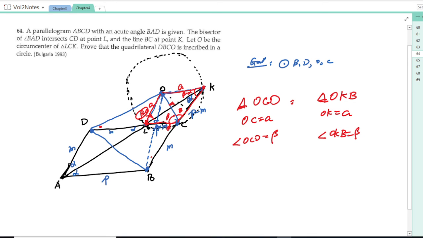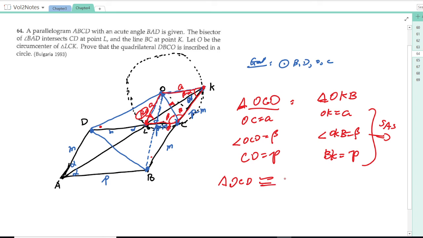Then the side we know, CD equals P, and BK equals P, right? So these two triangles are what? They are SAS, they are congruent. Triangle OCD is congruent to triangle OKB.